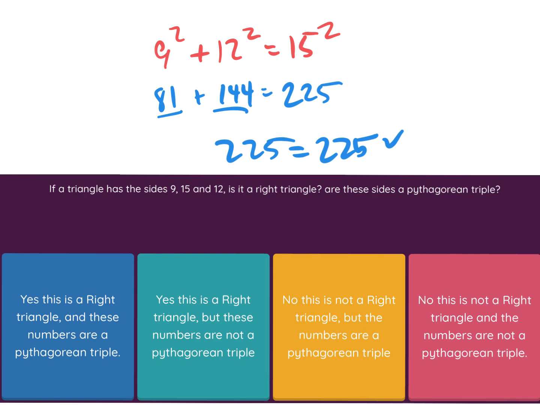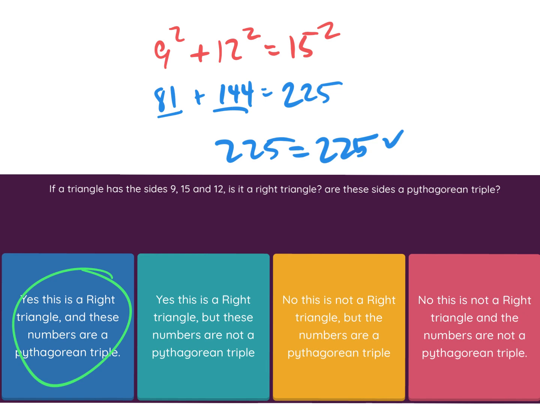9 divided by 3 is 3. 12 divided by 3 is 4. 15 divided by 3 is 5. 3, 4, 5. Anyway, so we found out that it is a right triangle. So it says right here, yes, this is a right triangle, and these numbers are a Pythagorean triple. So this right here is your correct answer.